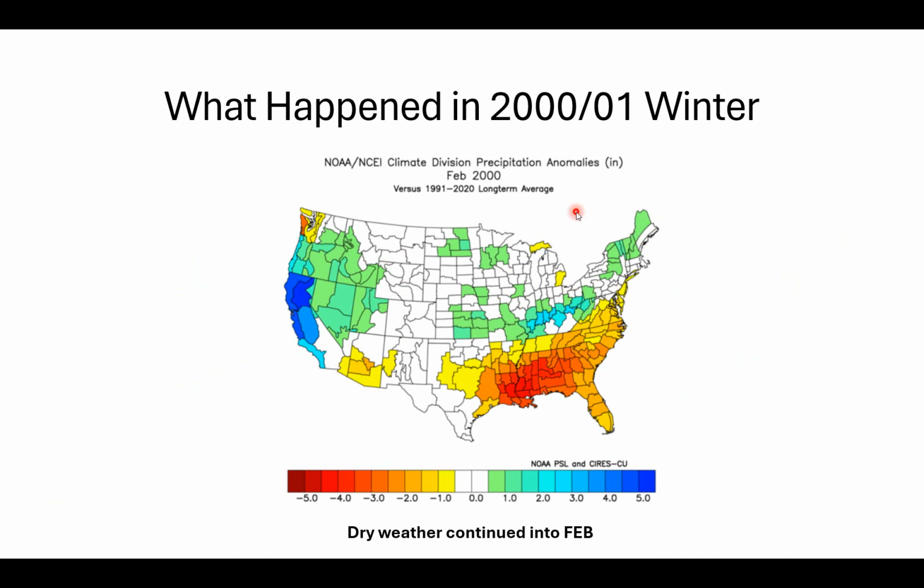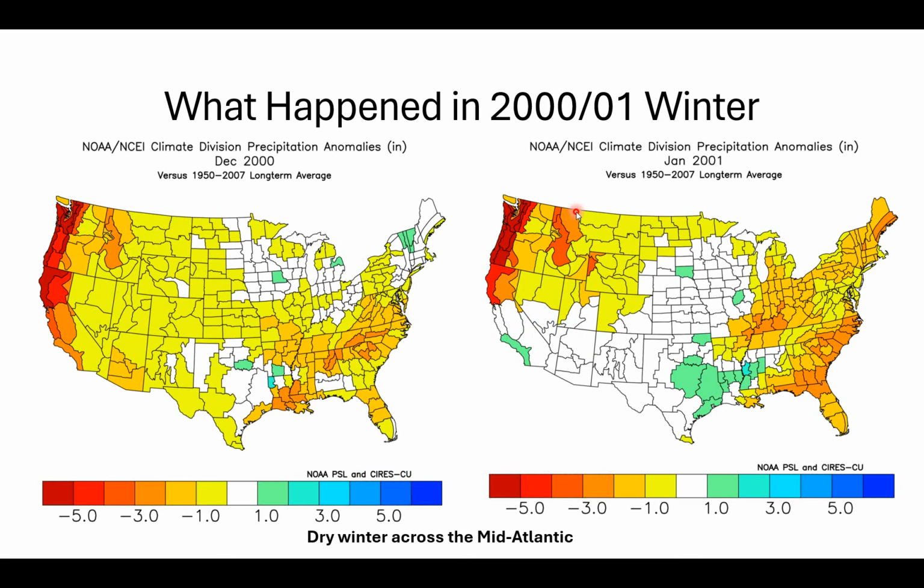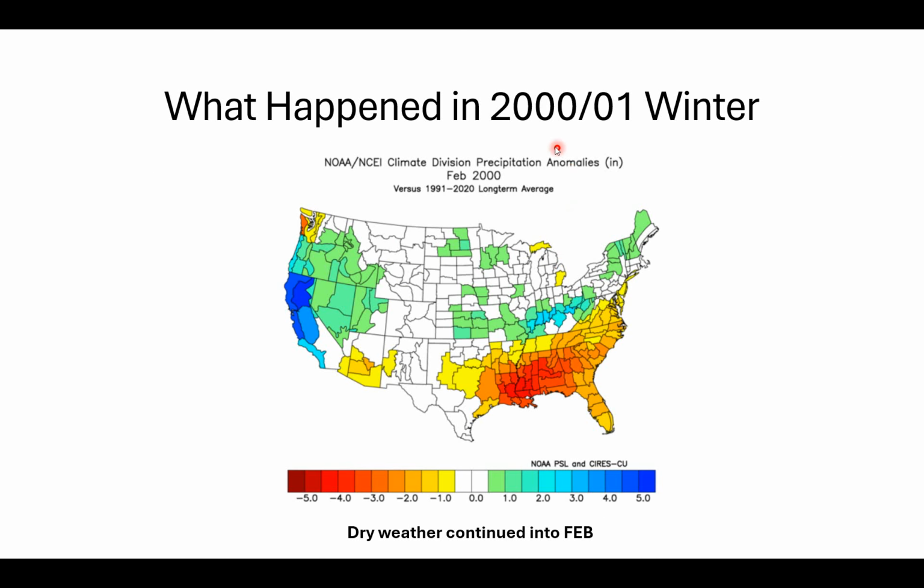In February of, oh boy, I messed up there. I meant to show you February '01, and I apologize for that, but this is February 2000, not what I was looking for as I was putting this together. But in general, we did see drier than normal. I did look at February 2001. It was drier than normal across the mid-Atlantic once more.